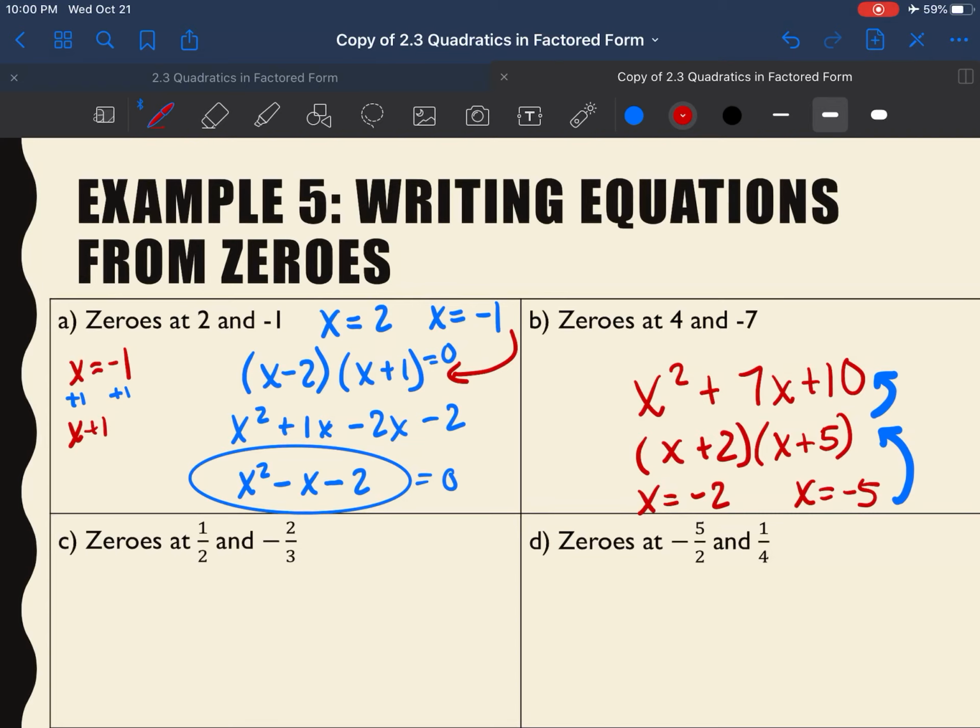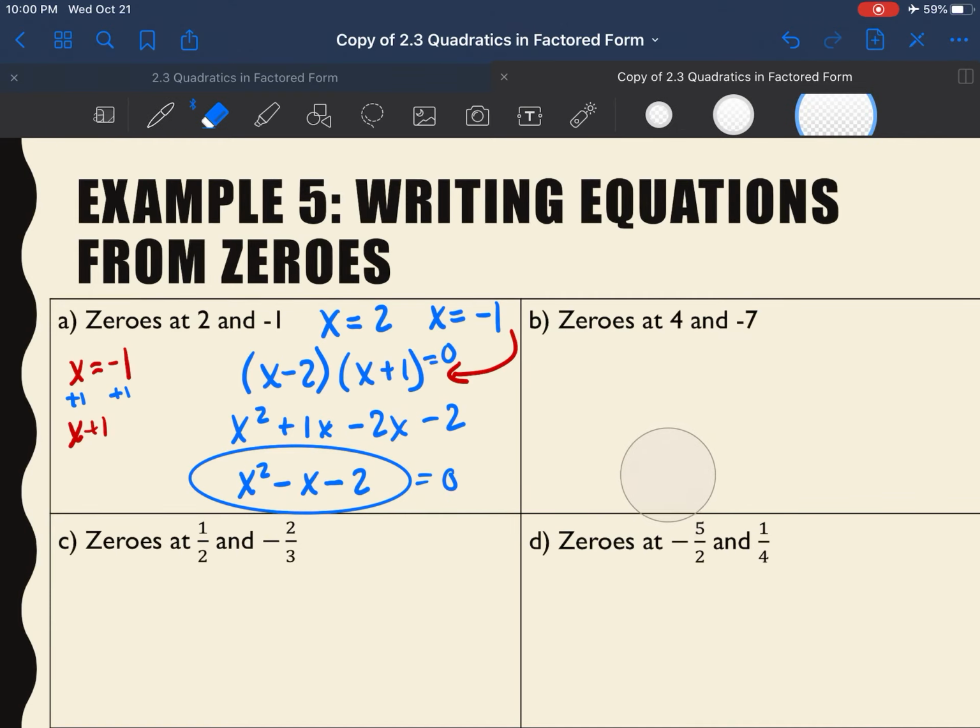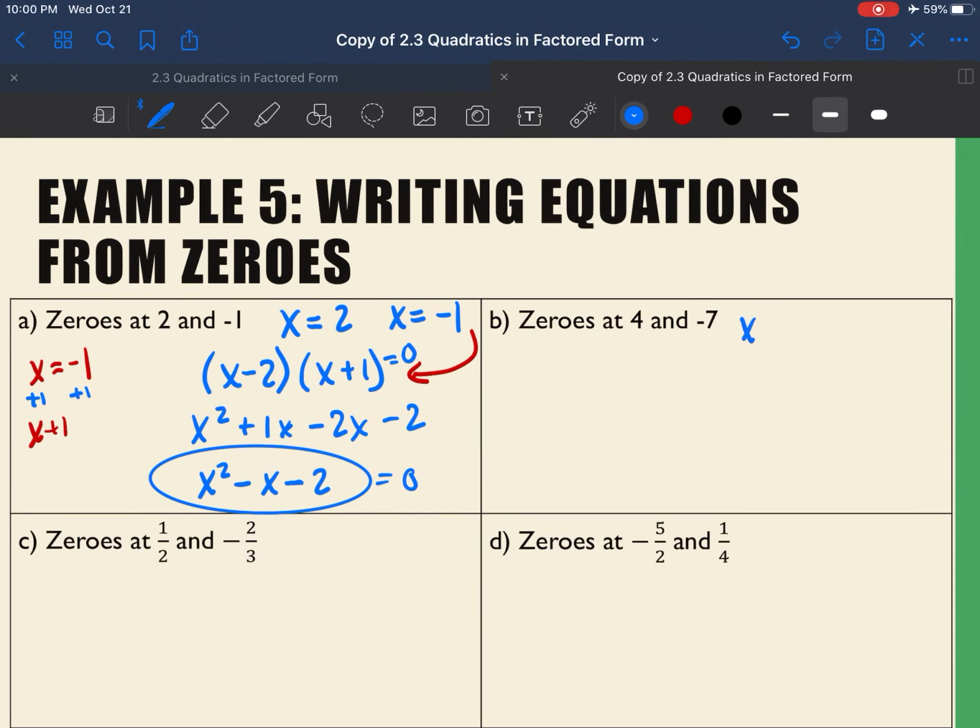I'm going to use that to explain the ones that have fractions, examples C and D. Okay, but let me just start with another simpler example just like this one. So zeros at 4 and negative 7. That tells you that the solutions are x equals 4 and x equals negative 7.